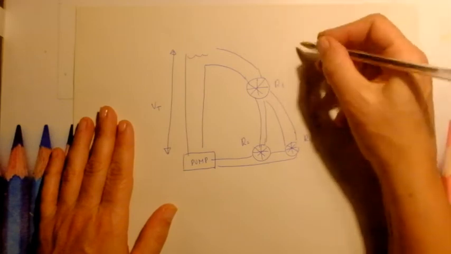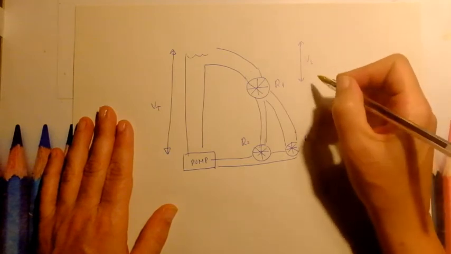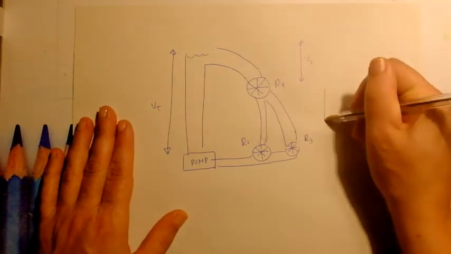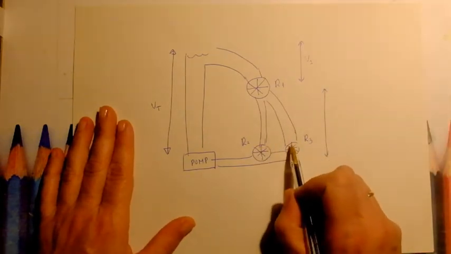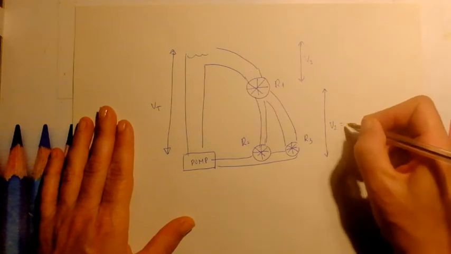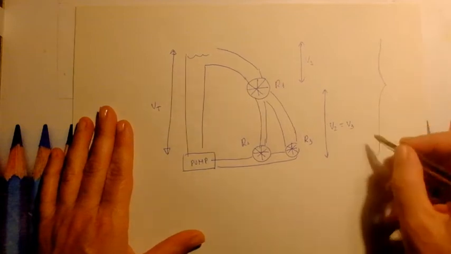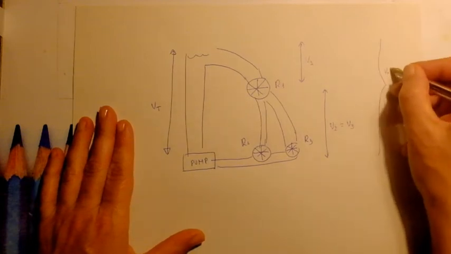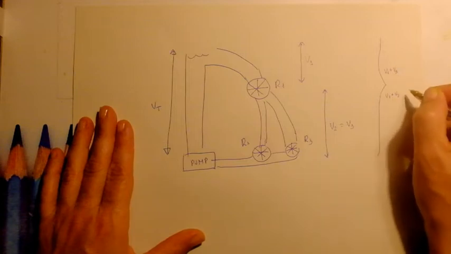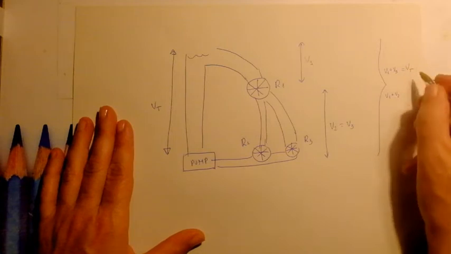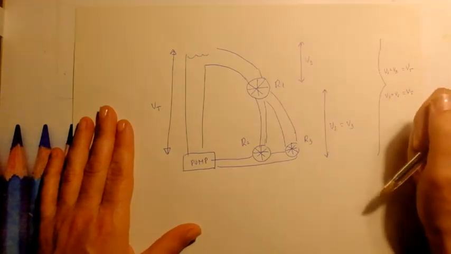Let's take a look. This difference in height is the voltage of the first resistance. And here we can see that resistances 2 and 3, which are connected in parallel, have exactly the same voltage. And if we add voltage 1 and voltage 3, or if we add voltage 1 and voltage 2, we obtain the total voltage of the battery. Let's take a look at the different heights.